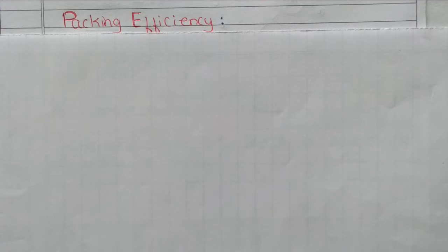So we know the atoms are very close to each other and they form different types of crystal lattice. So what is the efficiency? It means how much space is occupied by these atoms in one unit cell. And if you express that in percentage, that is known as the packing efficiency.